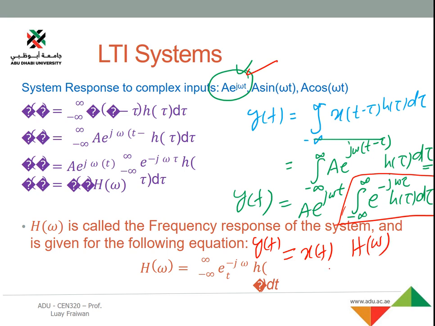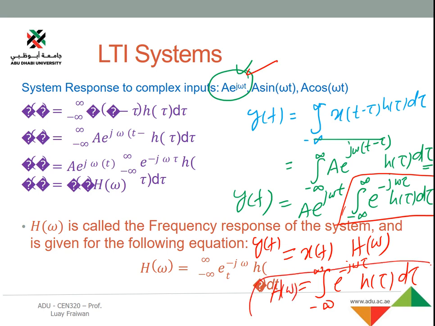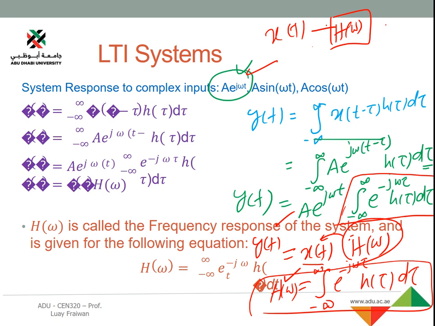So the frequency response we can calculate by multiplying e to the power minus j omega tau with the impulse response and integrating. That will be our frequency response of the system. So what we learned from here is that if you have any impulse response, just calculate its frequency response. Then simply multiply that frequency response with your input, and you will get the output. This is called the frequency response. This is also called the transfer function of the system. Like you have the input, this is the frequency response or transfer function, and you are getting the output.